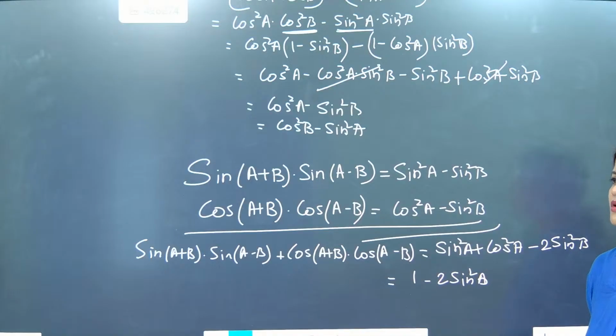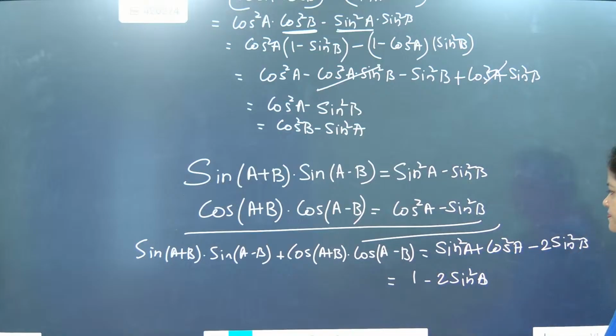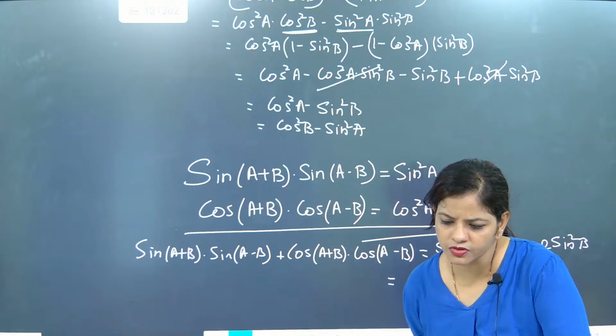Down in sine square A, sine square B. Down in my bag it will be there. So it will become 1 minus 2 sine square B. I hope you might have understood.